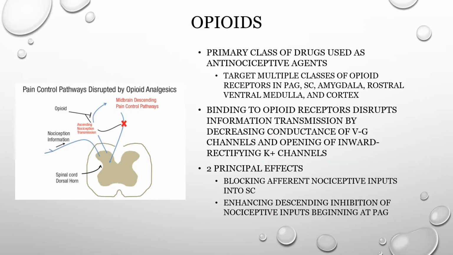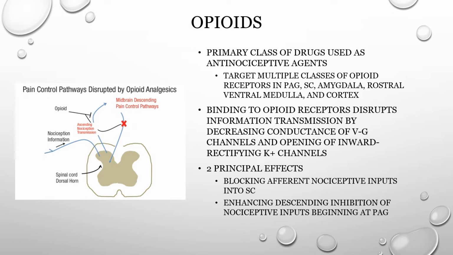In order to look at where we are going, we have to look at where we've been. We will discuss the medications used in the multimodal approach and conclude with a table of recommended doses and infusion rates. Opioids, the primary class of drugs used as anti-nociceptive agents, target multiple classes of opioid receptors in the periaqueductal gray, the spinal cord, the amygdala, the rostral ventral medulla, and the cortex.